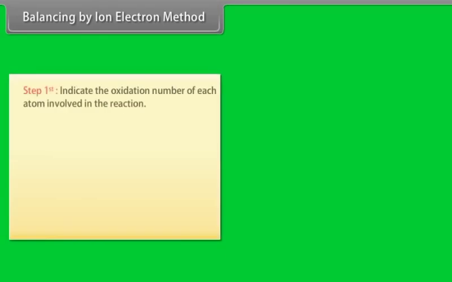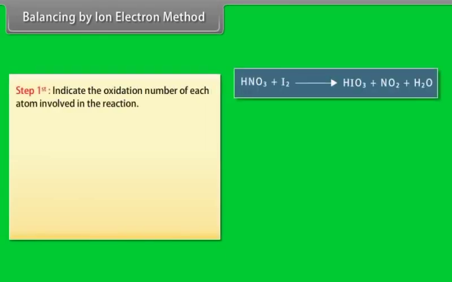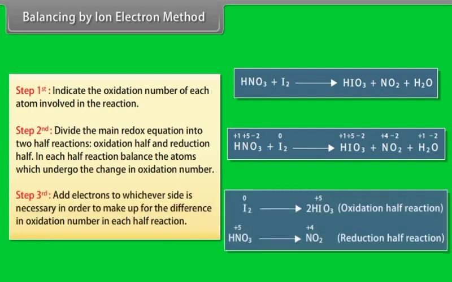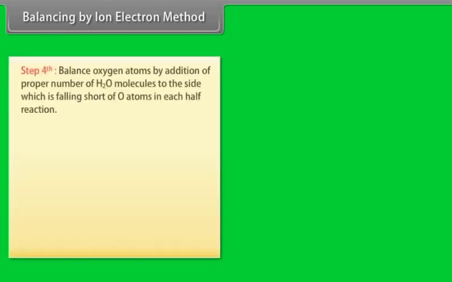Balancing by the ion electron method. Step first. Indicate the oxidation number of each atom involved in the reaction. Step second. Divide the main redox equation into two half reactions, the oxidation half and the reduction half. In each half reaction, balance the atoms which undergo the change in oxidation number. Step third. Add electrons to whichever side is necessary in order to make up for the difference in oxidation number in each half reaction. Step fourth.